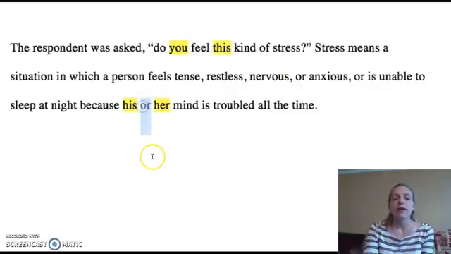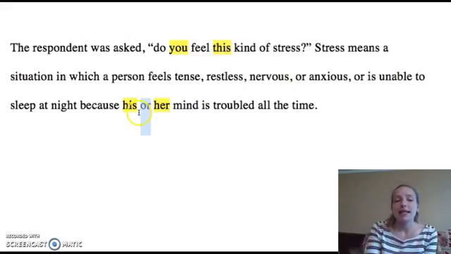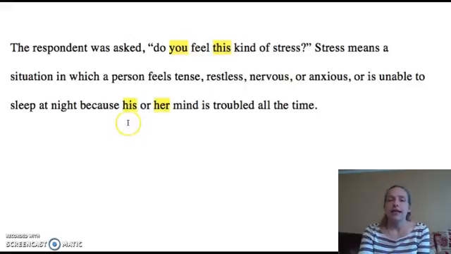When we see or, we should think back to our lesson on connecting expressions. Or tells us that there's choice. It might be his mind that's troubled all the time, or it might be her mind that is troubled all the time. But both of these words will refer back to the same noun. And that noun will be singular, and it will definitely be talking about something that's alive. Let's look backwards first, and then we'll look forwards if we still can't find the answer.